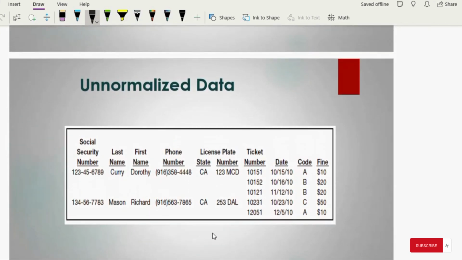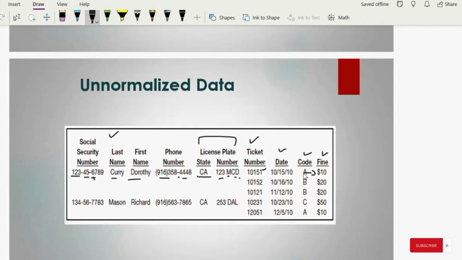This is an unnormalized data picture, if you can see. We have social security. This is an example of a student database about their parking and all those things, which cars they are using and all that. So this is the social security number of the student, whose first name and last name. This is his phone number, which state, okay, this is the information about the car, so which state the car was issued, and what is the license plate number, and which ticket number he got. Ticket number means the fine, on which date he got the ticket, and why he got the ticket, so codes are there, and what was the fine against this code, right?